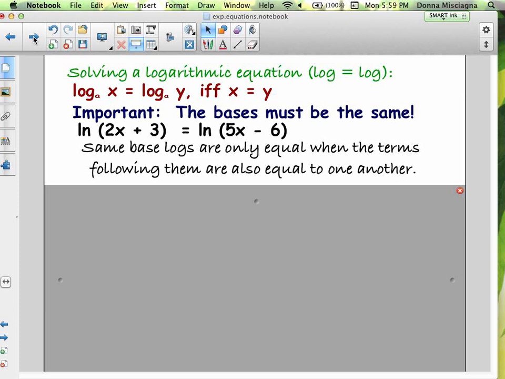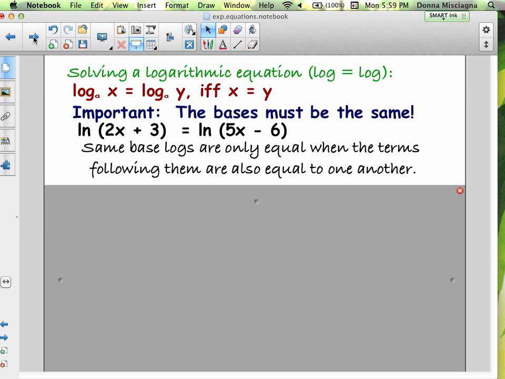So the only way that a log in some base of some number is going to be equal to a log in the same base of a different number is if and only if what follows is equal. So the only way that the logs of two different values can be equal is if those values are the exact same thing. So very important, the bases must be the same. In this lesson, however, we'll only be working with bases that are the same.